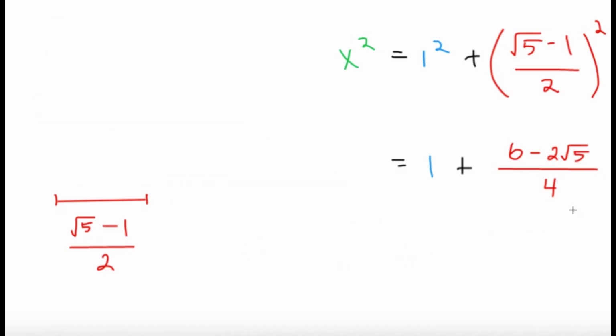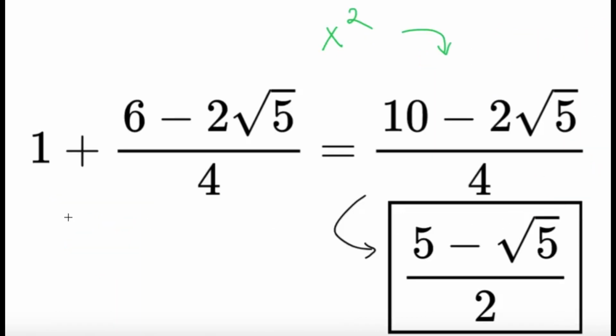That's how I got the 6 minus 2 square root of 5 from here. Alright, moving on, in the denominator, it's just 2 squared, so that's equal to 4. Now we can combine this into the thought now. So 1 plus 6 minus 2 square root of 5 over 4, that's going to be equal to 10 minus 2 square root of 5 over 4. That's the value of x squared.